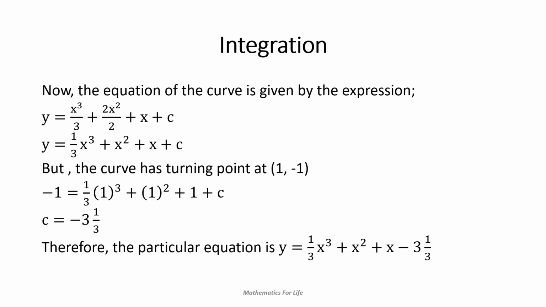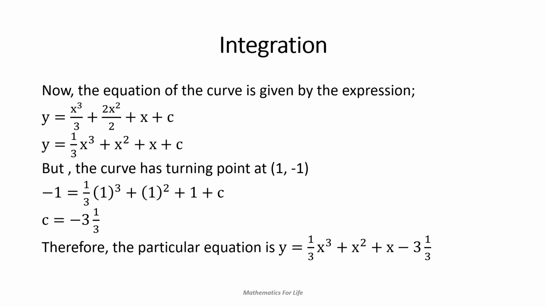Now we find the general equation of our curve, and it is going to be given by the integral of the gradient function, which will result to y equals x cubed over 3 plus 2x squared over 2 plus x plus the arbitrary constant c, which again will simplify to y equals a third x cubed plus x squared plus x plus the arbitrary constant c.